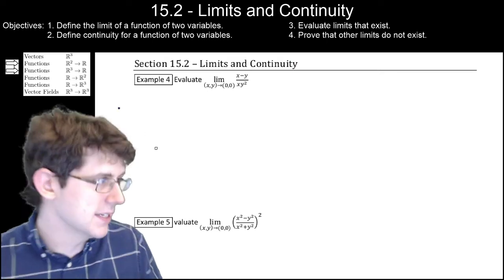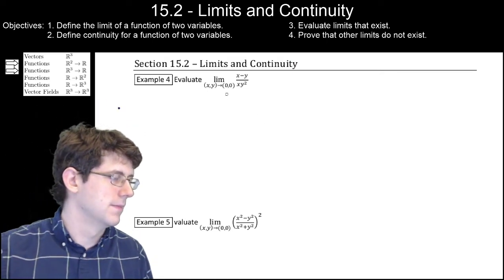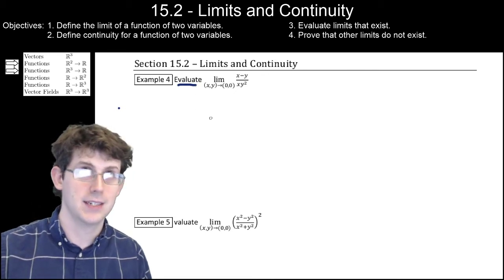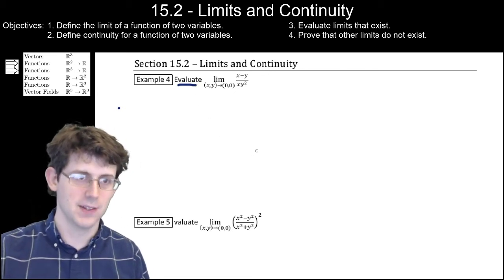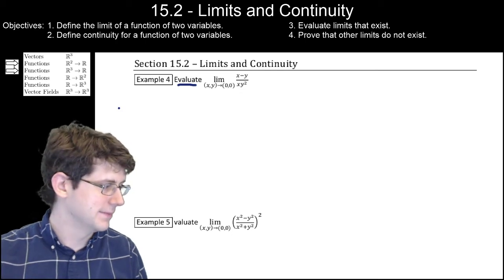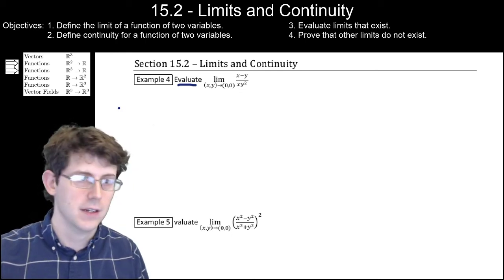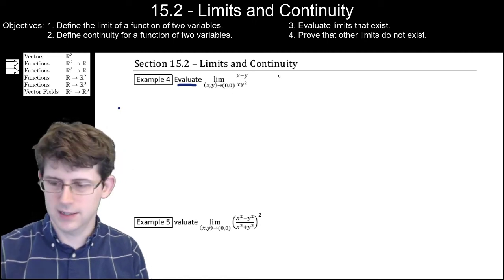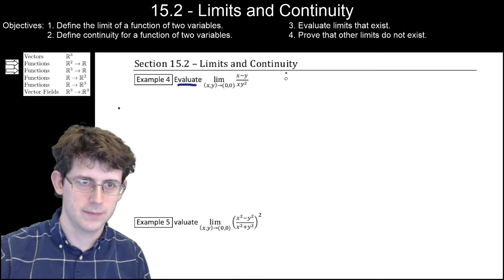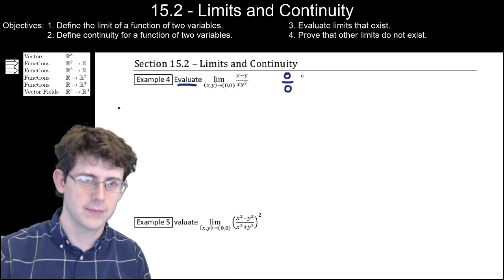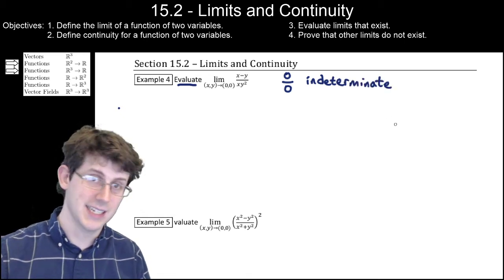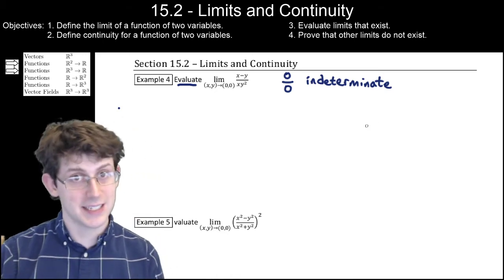Okay, here are some examples. I guess the hardest part of these is that you're not really sure how to decide. You don't really know in advance if the limit exists, but let's see. So let's try to plug in (0, 0). If you plug in (0, 0), you get 0 over 0. That's indeterminate. So that means there's a chance that the limit exists, and there's a chance the limit does not exist.